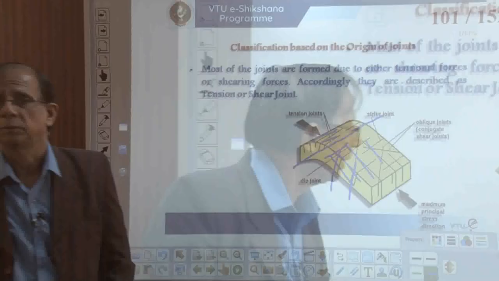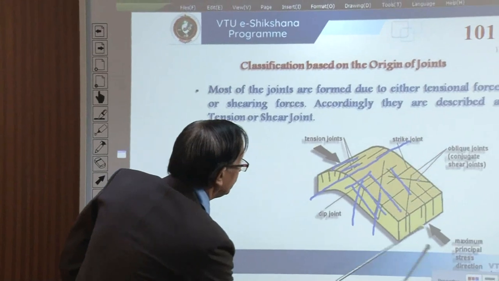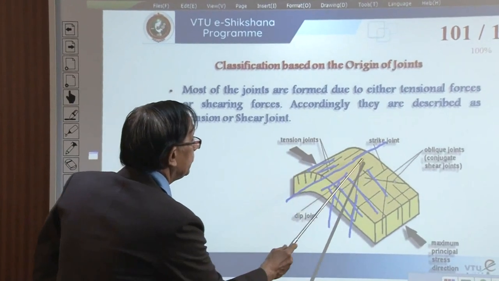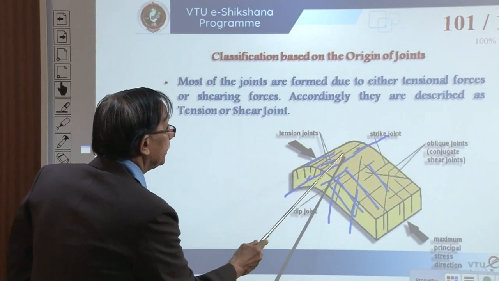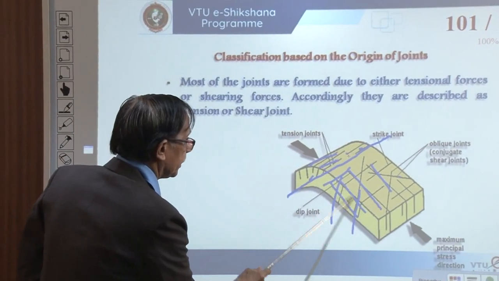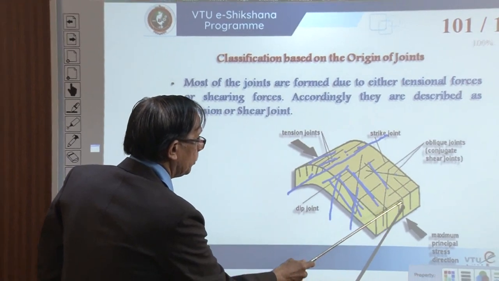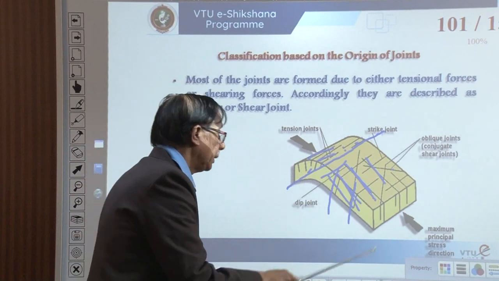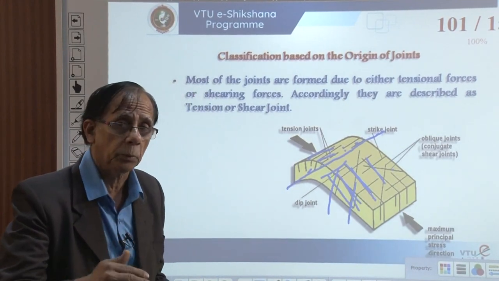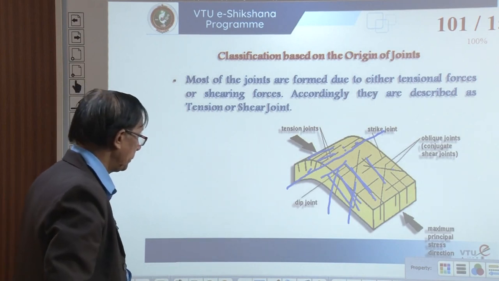joint patterns. Now it depends on the compression force here. If the joints develop, then here they are tensional, here they are all bedding joints or dip joints, and here they are all oblique joints. It depends on where they occur with respect to the bedding plane and the force. We have different types of joints.